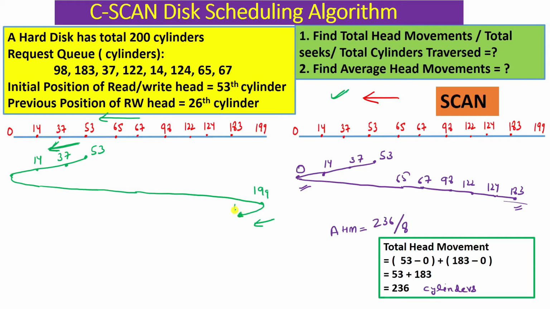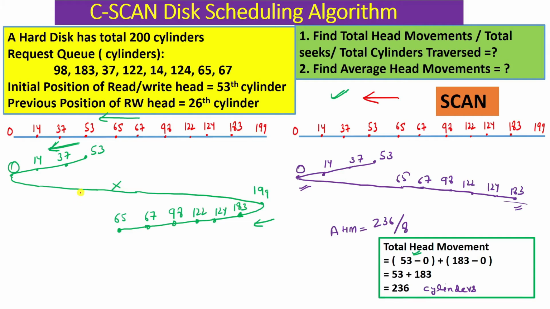So it will be like 183. Then your 124, then you can see 122, then 98, 67, 65. So these were the pending requests, and all of these will be completed in this direction. So we completed all the requests. In this direction, when we are moving here, we have not serviced any request.